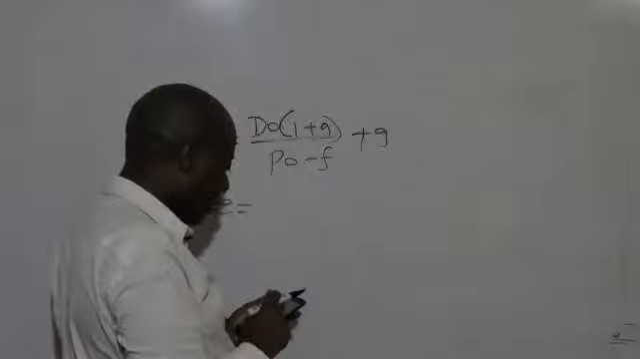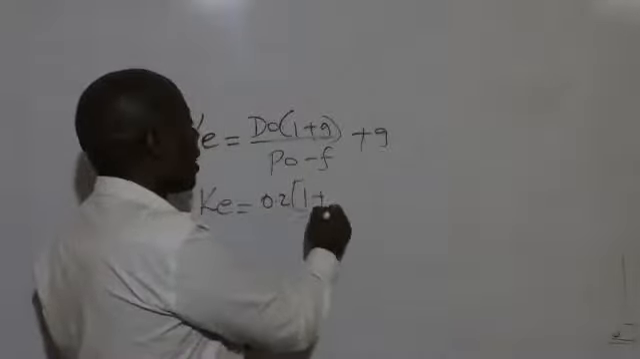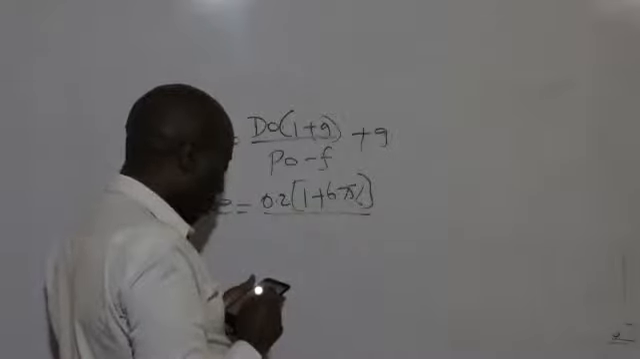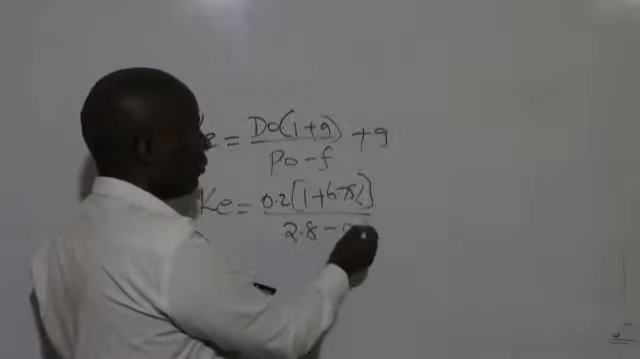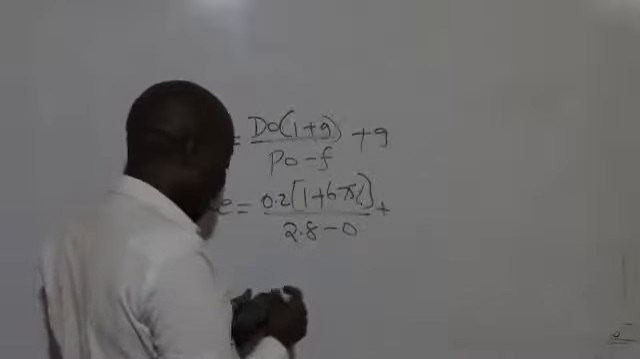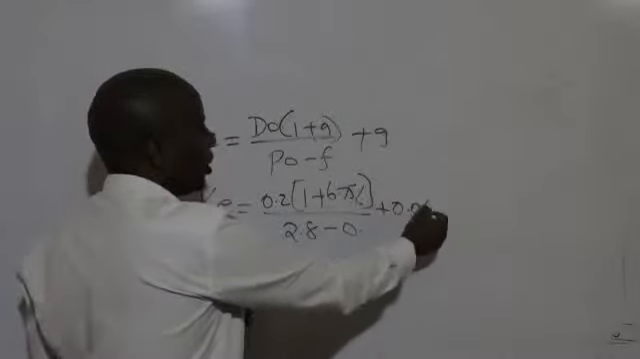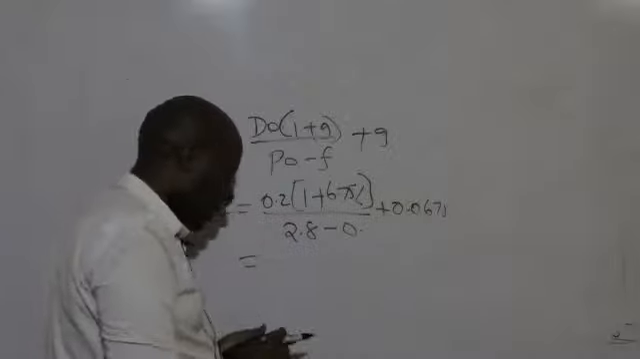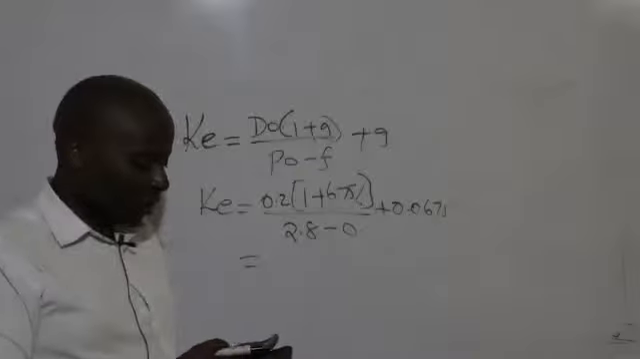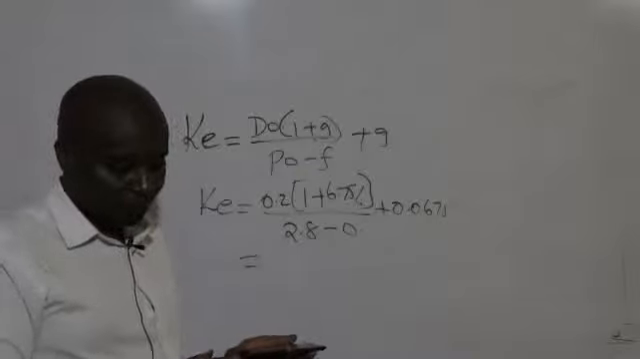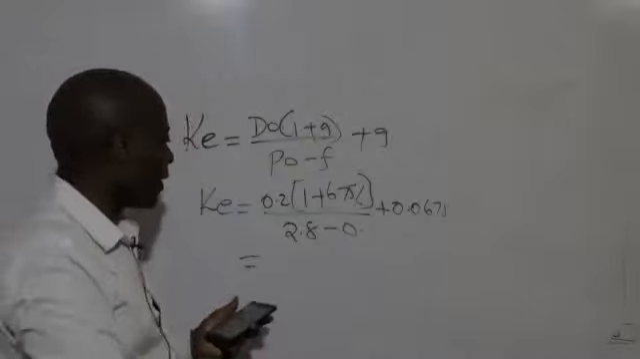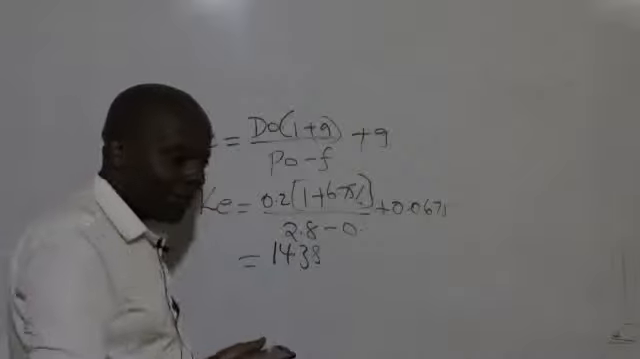Market value is 2.8, dividend is 0.2. So 0.2 into 1 plus 6.75% all over P0, which is 2.8. There's nothing like flotation in this question. Ladies and gentlemen, plus our growth rate, which is 6.75%, the same as 0.0675. So would you kindly give us an answer at the end of the day? What do we have here? 14.38. Is there anybody who got this answer much earlier?